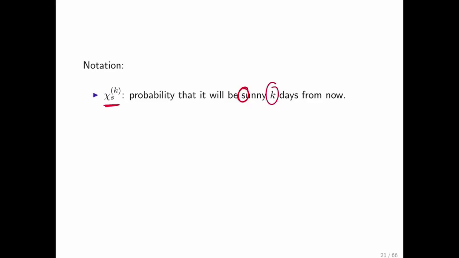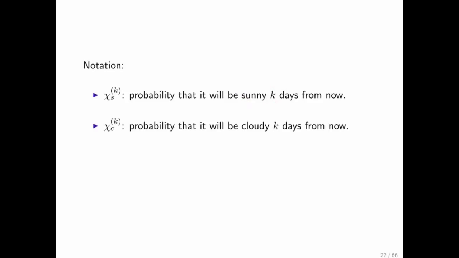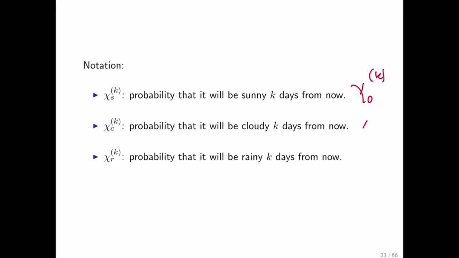To do so, though, we need to introduce some notation. We're going to say that chi sub s super k is the probability that it's sunny k days from now. Similarly, chi sub c super k, chi sub r super k. Now, I could, of course, have said chi sub 0 super k, chi sub 1 super k, and chi sub 2 super k, but it's kind of convenient to use S, C, and R so that we know it's sunny, cloudy, or rainy.